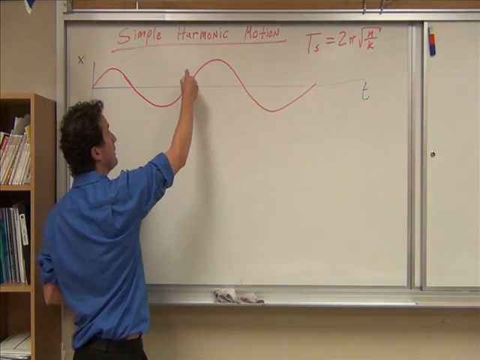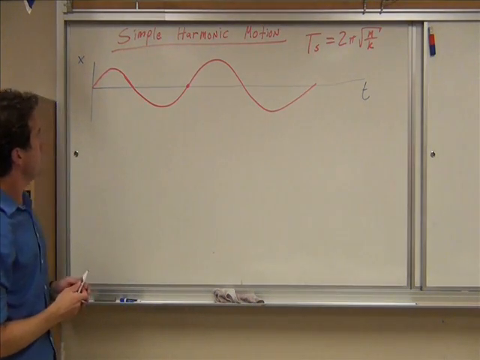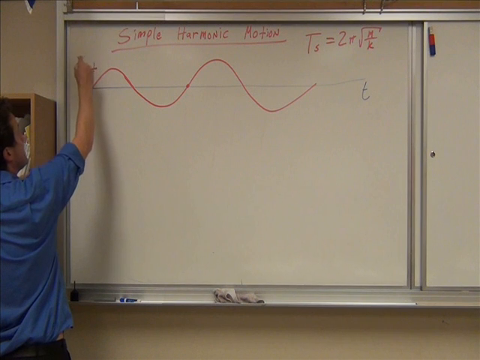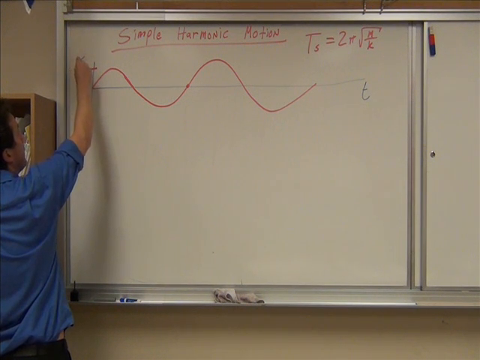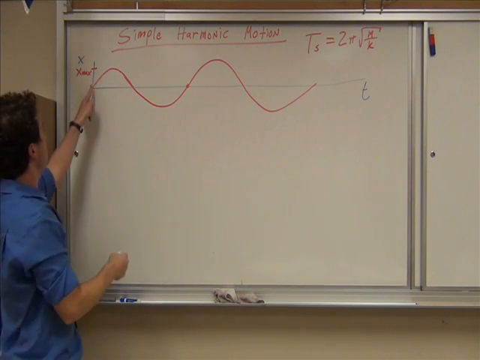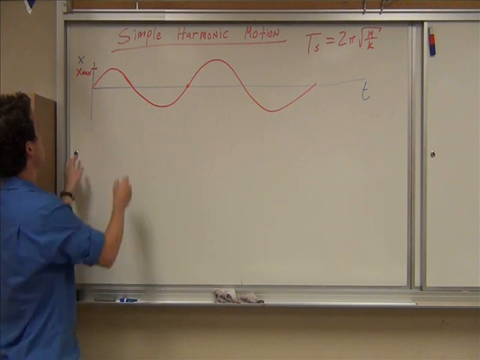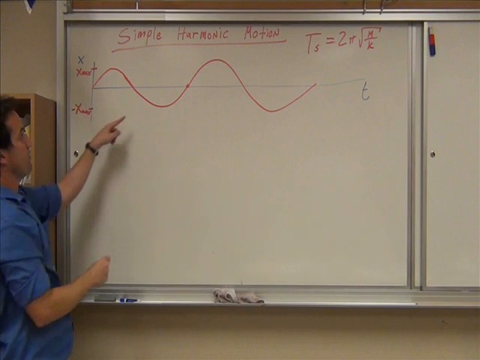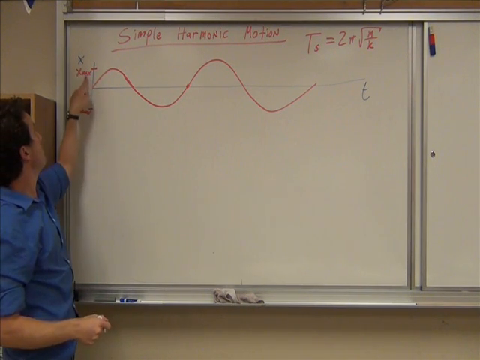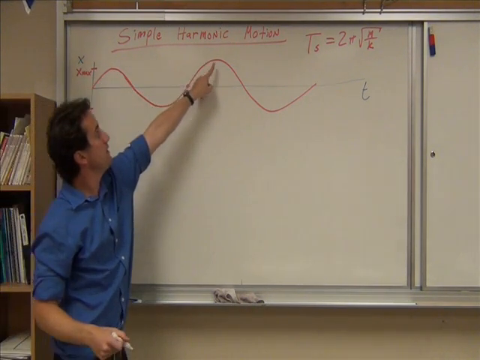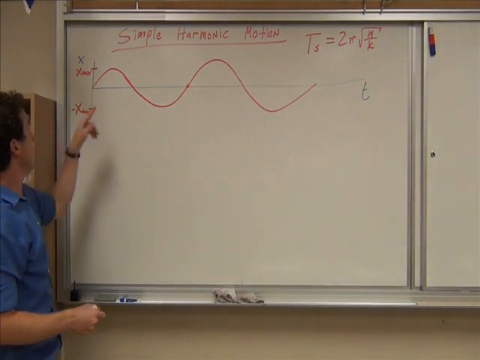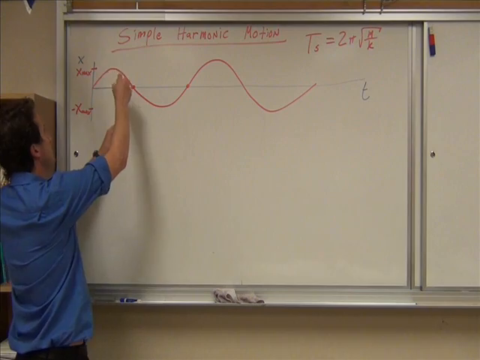So here's one period right here. That's the first period. That's very nice. This position right here is the maximum x. I'm going to call it x max. And here, that's negative x max. The furthest down it will ever be, and the furthest up it will ever be. Same, same, same, same. But this position right here is 0.